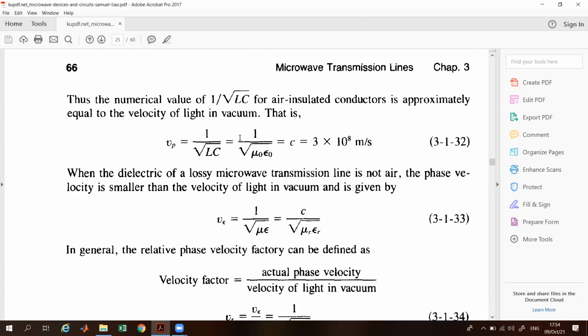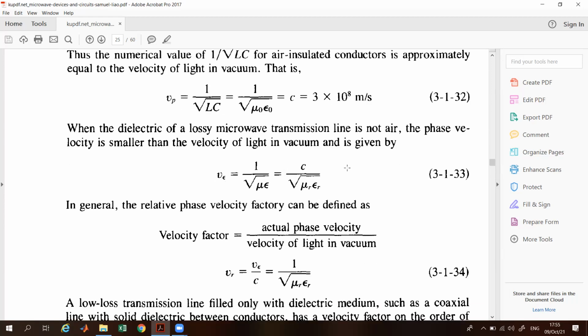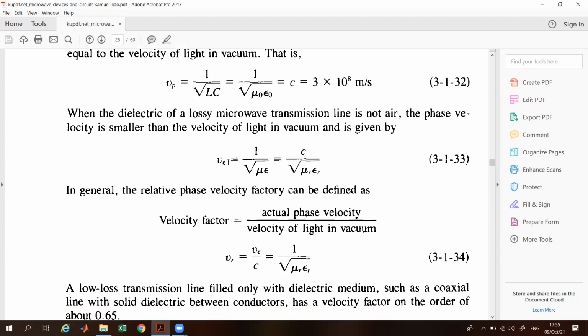Now, for the velocity of light in vacuum, you can say that it is equal to 1 by under root of mu naught into epsilon naught, which is equal to the velocity of light, or you can say it's 3 into 10 raised to the power 8 meters per second. If you want to find the phase velocity in another medium, then we write it as Vp equals 1 by root of mu into epsilon. And if you see, let me bring something to write.